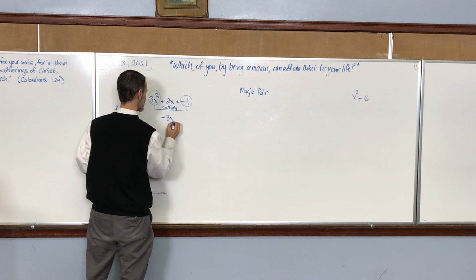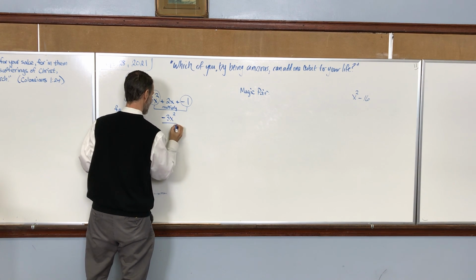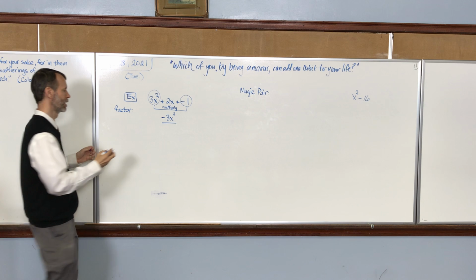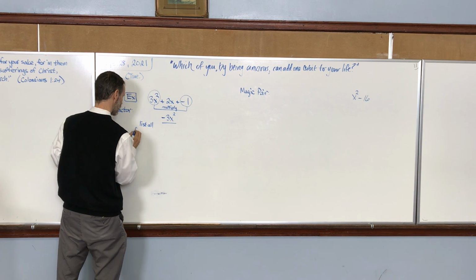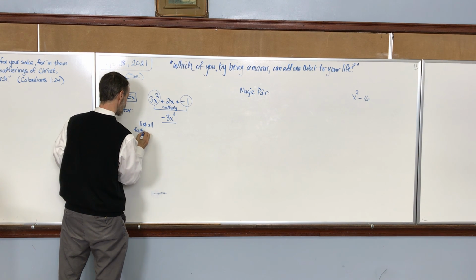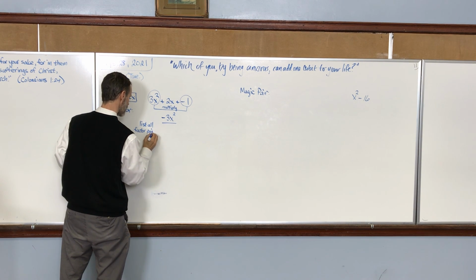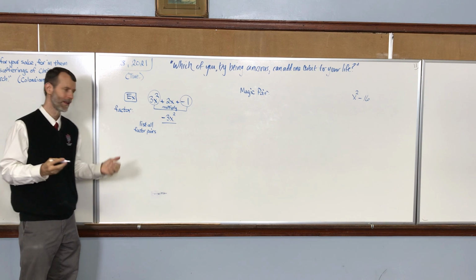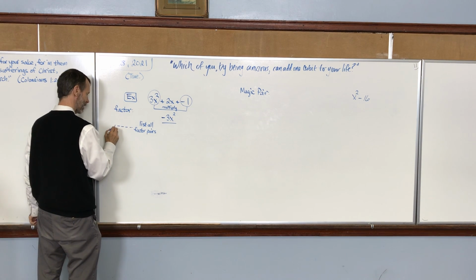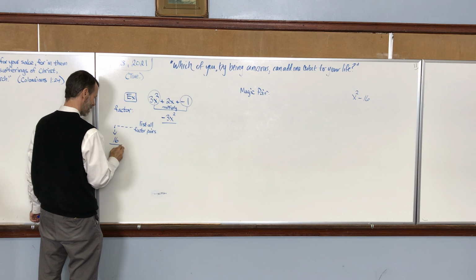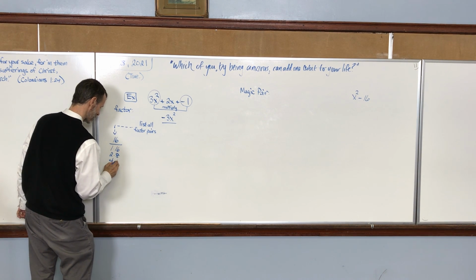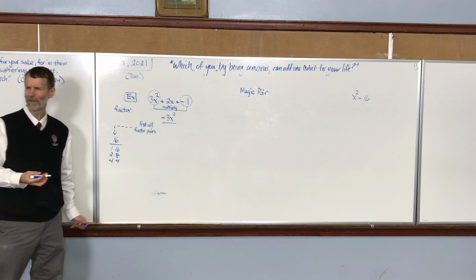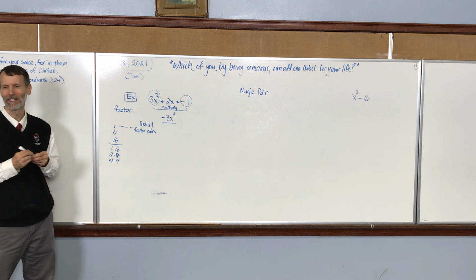Yeah, negative 3x squared. Draw a line underneath that. I want to list all what I call the factor pairs. Let me explain what that means. Like, factor pairs might be, if you started with the number 16, 1 times 16, 2 times 8, 4 times 4. Does that make sense? Those are factor pairs, they multiply.